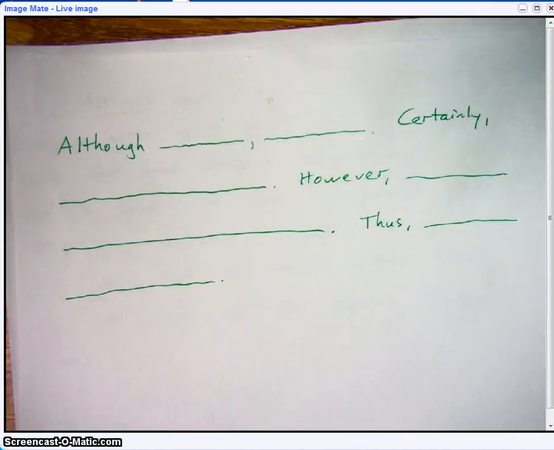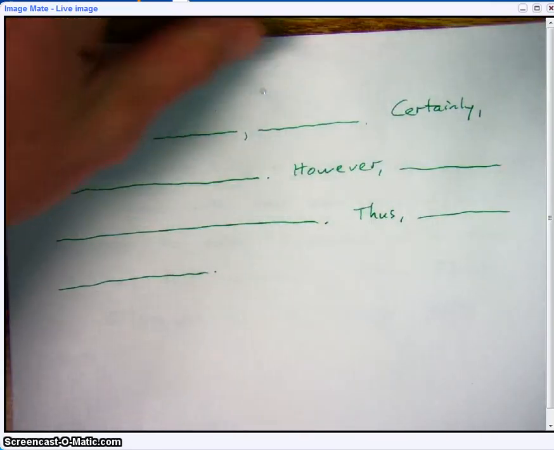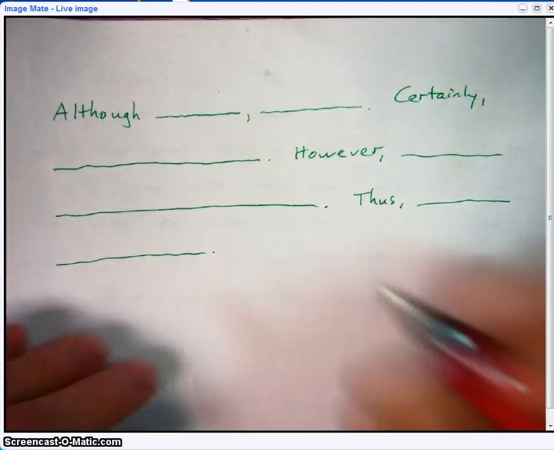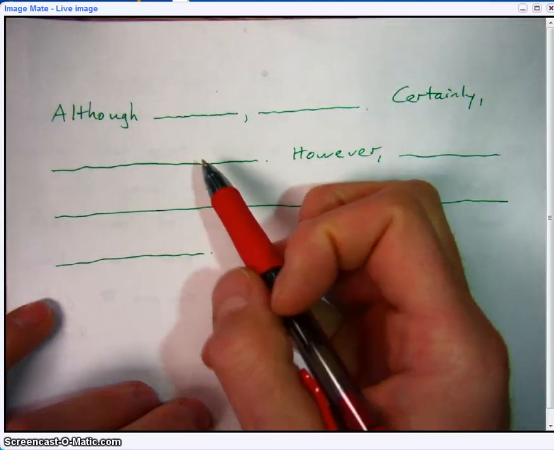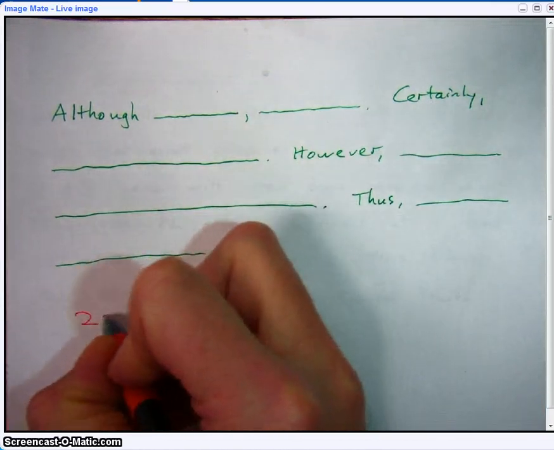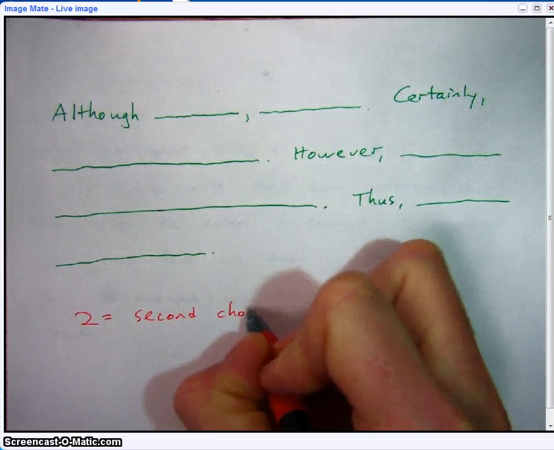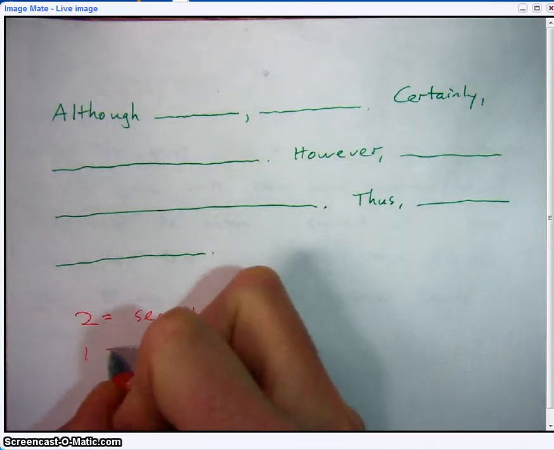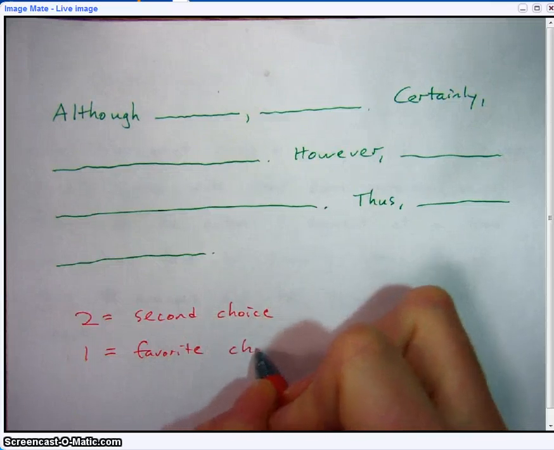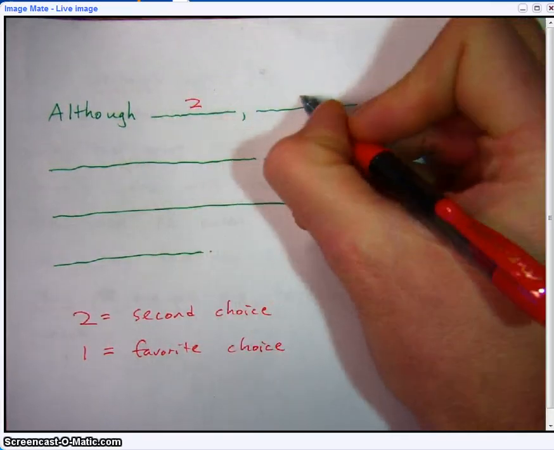Okay? So back to our blank. Before we're finished, I'll briefly go through and place some more information into this, and you can do this as we go on your own page. So although I'm going to use 2 equals my second favorite choice and information about it, and 1 equals my favorite, or the answer I'm going to give. Okay? So, although 2, comma 1.